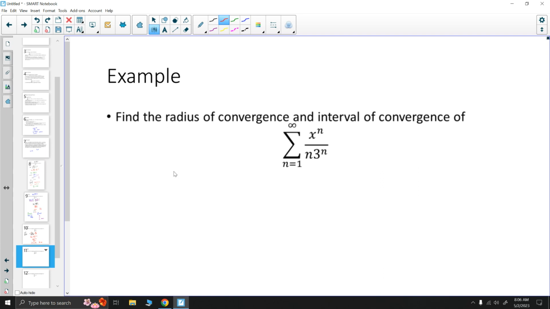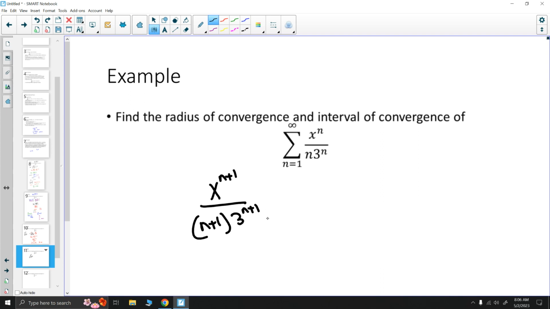Find the radius of convergence and interval of convergence of this thing here. We have x to the n over n times 3 to the n. So first things first, we're going to have our x to the n plus 1. This isn't a to the n for both of these, so I'm not going to use the root test. I'm still using the ratio test. x to the n plus 1 over n plus 1 times 3 to the n plus 1.